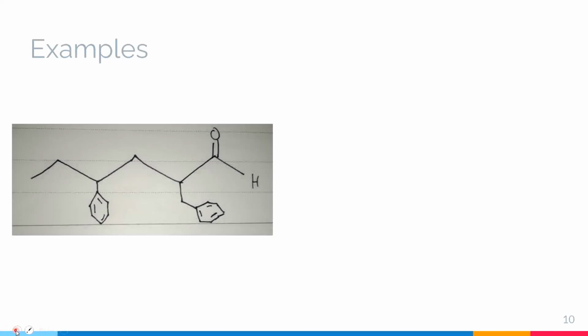Now how about this one? A little bit more complicated. First, let's count the parent chain. This time, let's start here so we don't get confused. 1, 2, 3, 4, 5, 6. That's 6, so it's a hexane with an aldehyde, so hexanol. We have 2 substituents on the 2nd and 4th carbons. So what's the difference between these 2? Remember?